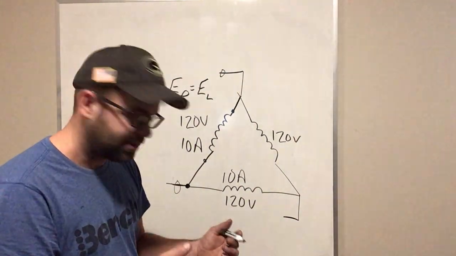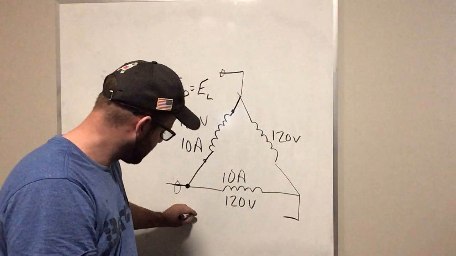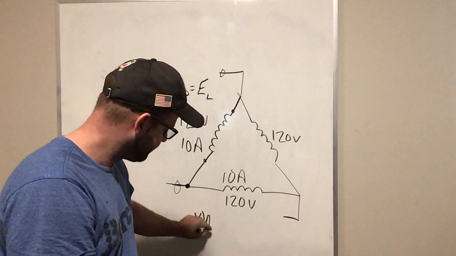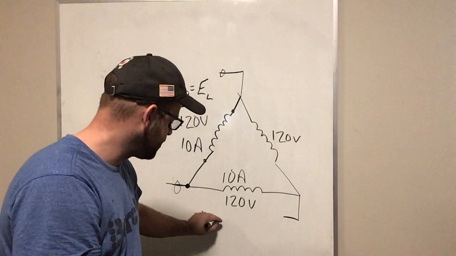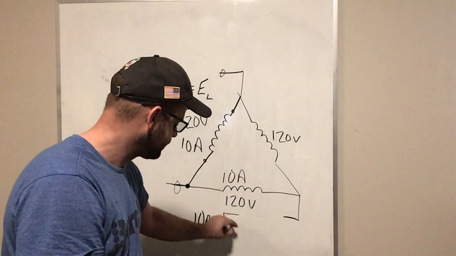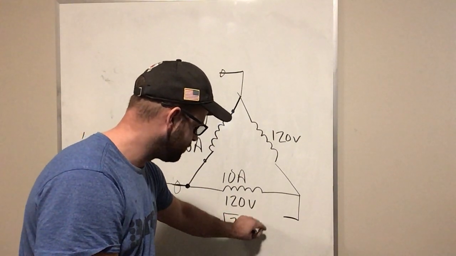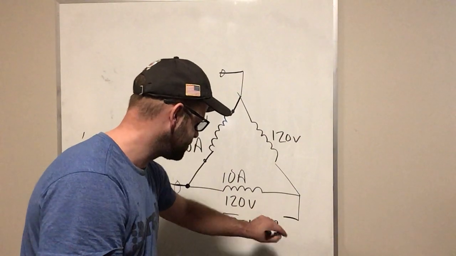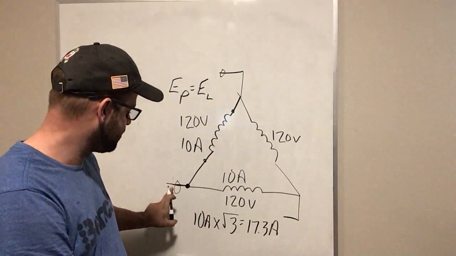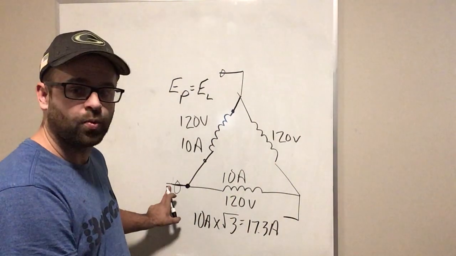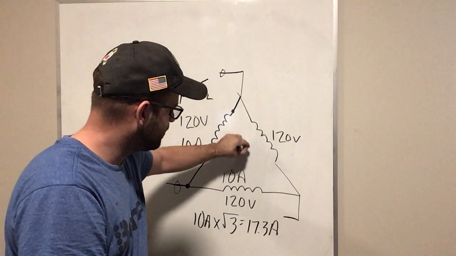So the same rule that we did before: we now have 10 amps of current, so they are now going to be √3 larger. And we get an answer of 17.3 amps. So I would see 17.3 amps produced in phase number 1, phase number 2, and phase number 3.